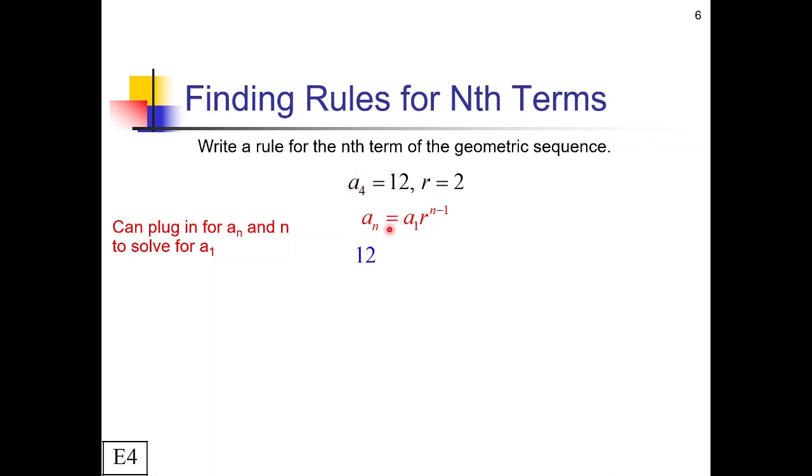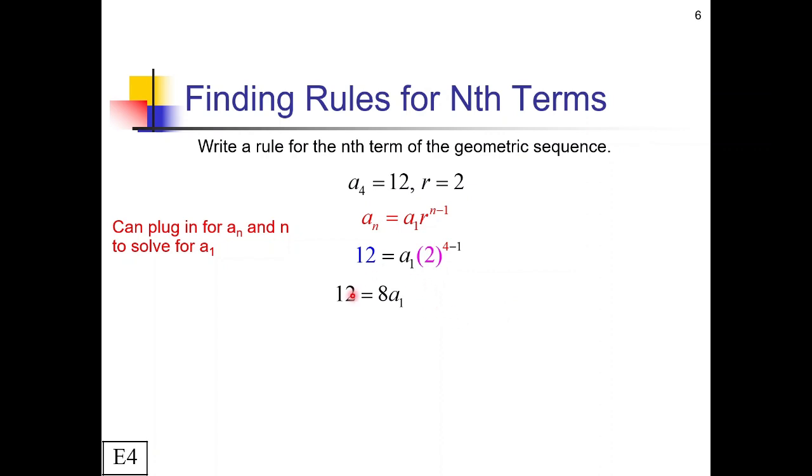And then for a1, I'm still looking for that. For r, I've got 2. And then for n, I have to use 4 because 12 is the fourth term. So we have 4 minus 1 up there. So this is 2 to the third, which is 8.